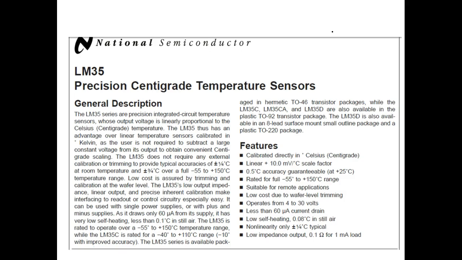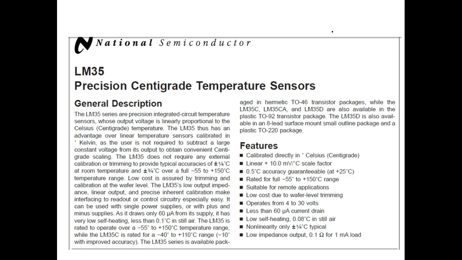Solid state temperature sensors. So an LM35, this is electronics. This guy had to be powered up. This guy is set up to measure Celsius. And linearity is 10 millivolts per degree centigrade. Accuracy is 0.5 degree centigrade. So this thing can measure anywhere between minus 65 to 150 degrees centigrade. Suitable for remote applications, low cost, used for wafer level trimming.